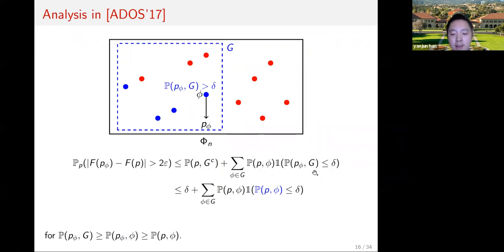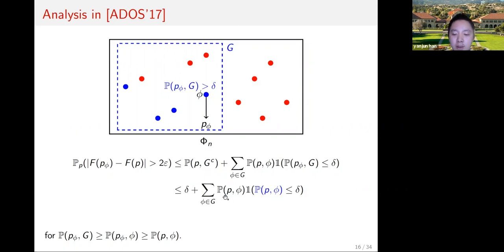And for the second term, we just use a naive chain of inequalities. That is, the probability of G must be at least the probability of phi, because phi is an element of G. And then because the profile maximum likelihood by definition maximizes the magnitude of the profile, this probability is in turn at least the probability of a profile phi under the true distribution P. So in other words, we actually could replace this by a much smaller quantity here.